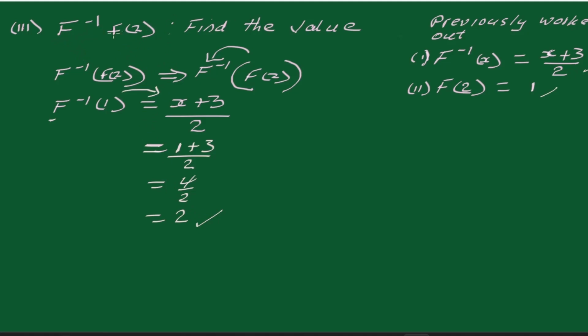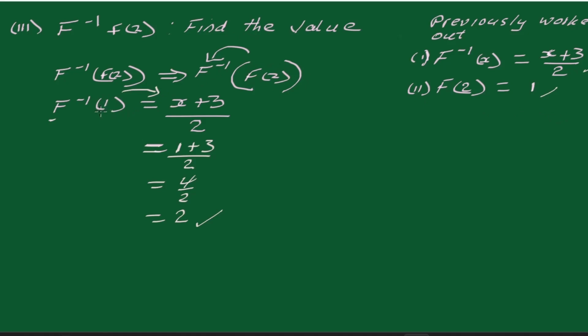We are asked to find the value of f inverse f2. We previously worked out the inverse of function f, which was x plus 3 over 2. And we also worked out the value of f2, which was 1. Now, f inverse f2 means we're going to take this function and input it into the inverse of function f. So enclose everything in brackets here. Since f2 equals 1, we're going to replace the f2 with 1.